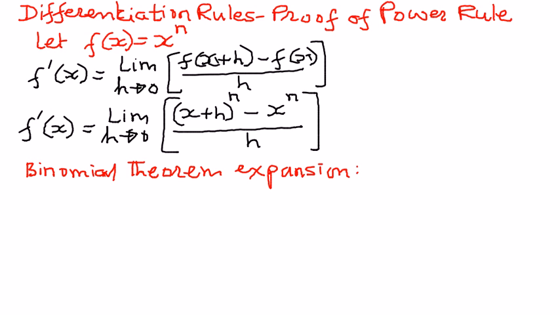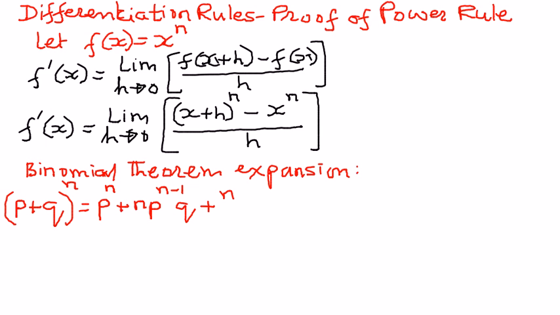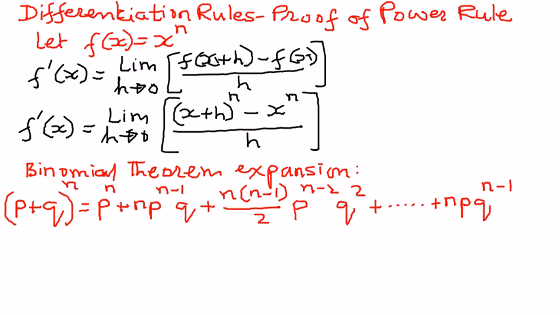It is as follows. If we have, let's say, p plus q, and if this is raised to the power of n, according to the binomial theorem, the expansion is as follows. p to the power of n plus n p to the power of n minus 1 q plus n times n minus 1 divided by 2 times p to the power of n minus 2 q to the power of 2, and then a couple of dots indicating that it goes on, and then we can write the subsequent terms as follows. n p q to the power of n minus 1 plus q to the power of n. That is the binomial expansion.